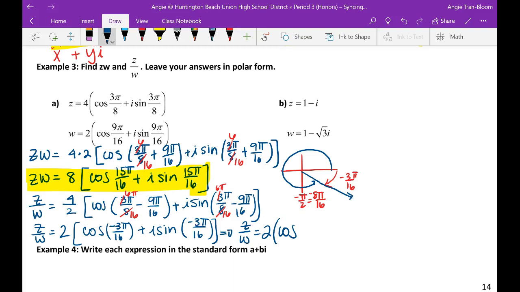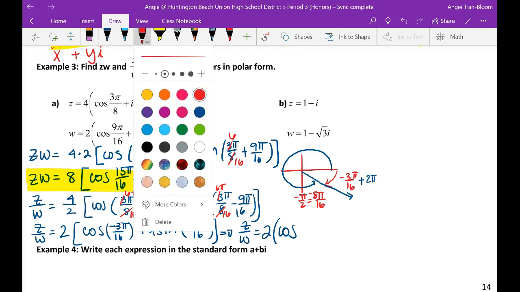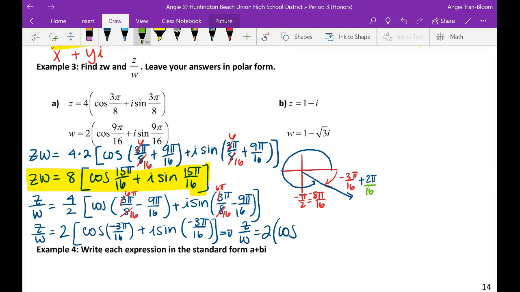Because we define it as a positive angle, here's what we need. Would you agree that I can take my negative angle and add a positive 2 pi? Positive 2 pi, with a common denominator of 16, is 32 pi over 16. So negative 3 pi plus 32 pi, now you are at a positive 29 pi over 16. And that's how you convert all of that to a positive angle.